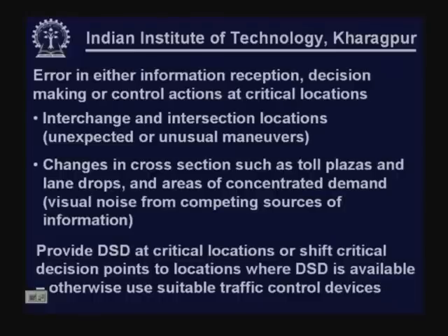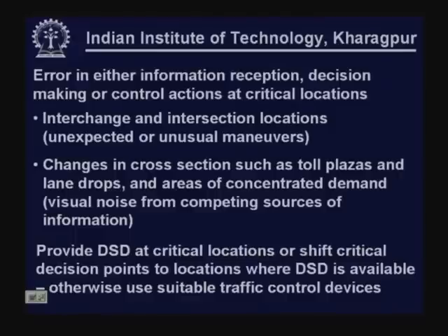So, at complex or critical locations, there could be error in either information reception, decision making, or control actions. For example, interchange and intersection locations, where there is a possibility that unexpected or unusual maneuvers are required. Vehicles may come suddenly. Similarly, wherever there are changes in cross section, such as toll plazas and lane drops, and areas of concentrated demand, particularly in urban environments, there could be visual noise from competing sources of information, from advertisements, other lights, traffic lights. So, with competing sources of information, it may be difficult.